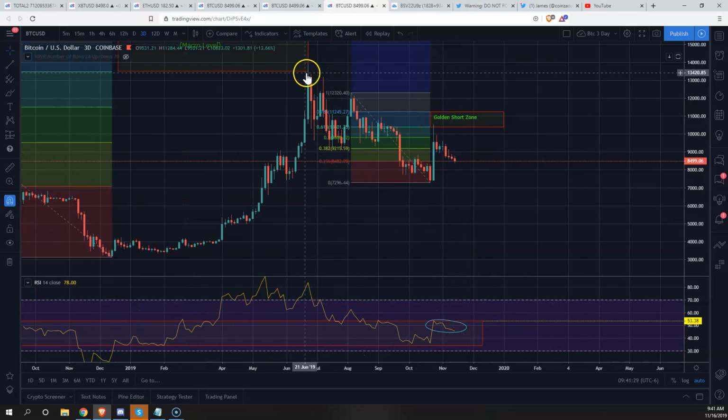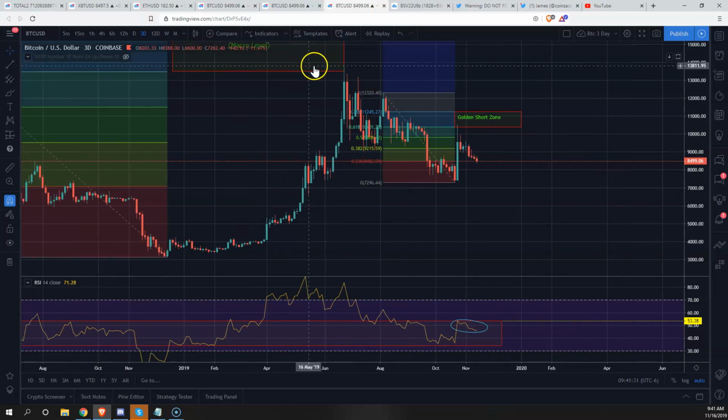And see how this little tail, wick just barely peeked into this level? Same thing here. What does that mean? That means that there were whales, essentially, waiting there to sell their coins. They were waiting there to distribute those coins, and they were waiting there to go short. And what happened was this thing got shoved right back down.